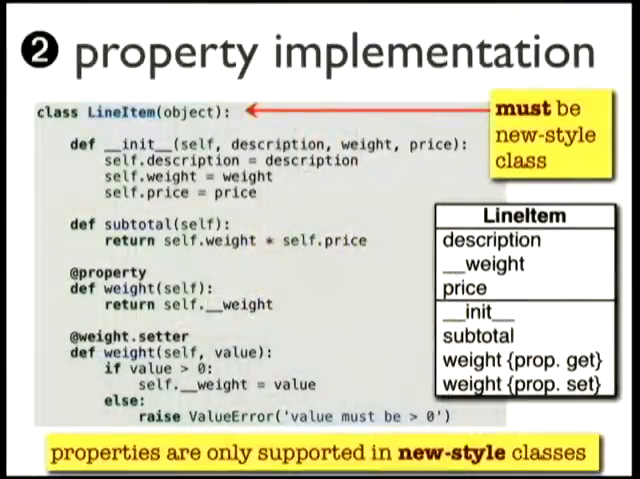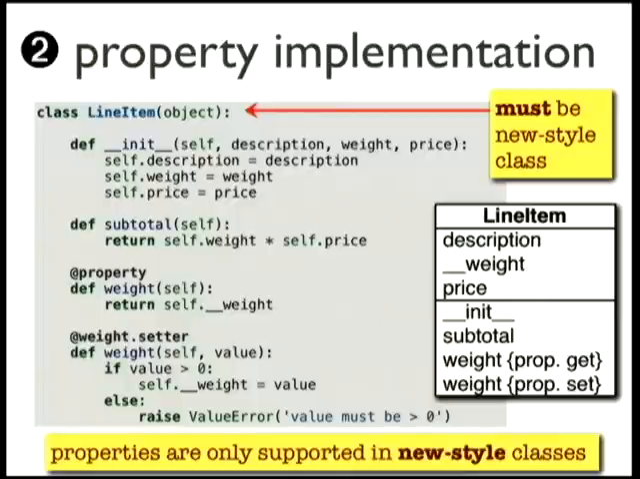And the way it's implemented is you still have the getter and setter, but you have this decorator called @property on top of the getter. And the getter and the setter have the same name as the public property. And then you have this other decorator, @weight.setter.